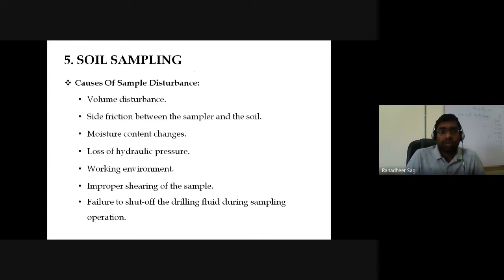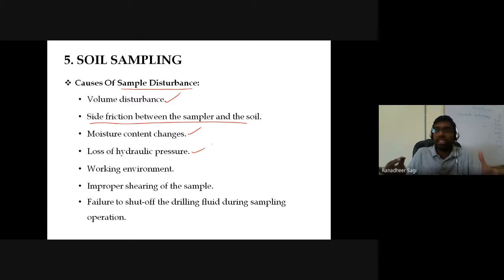What could be the causes of disturbance to the soil skeleton structure of the sample you collect? It could be because of volume disturbance, that is a change in volume, or because of side friction between the sampling tube and the soil, or because of a change in moisture content, or because of a change in the stress levels that existed in the soil sample when it was in the ground and when it was taken out of the ground.